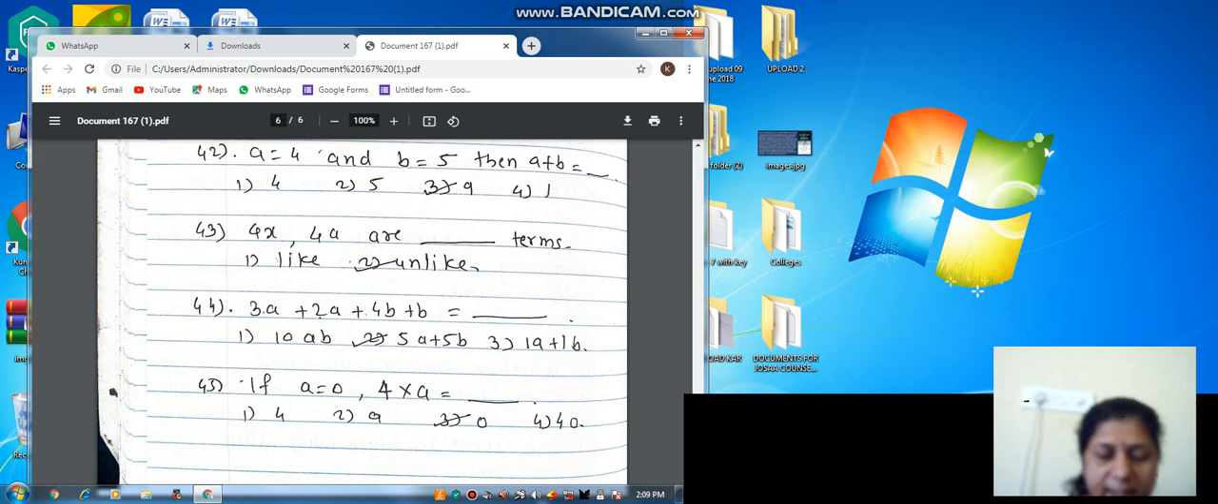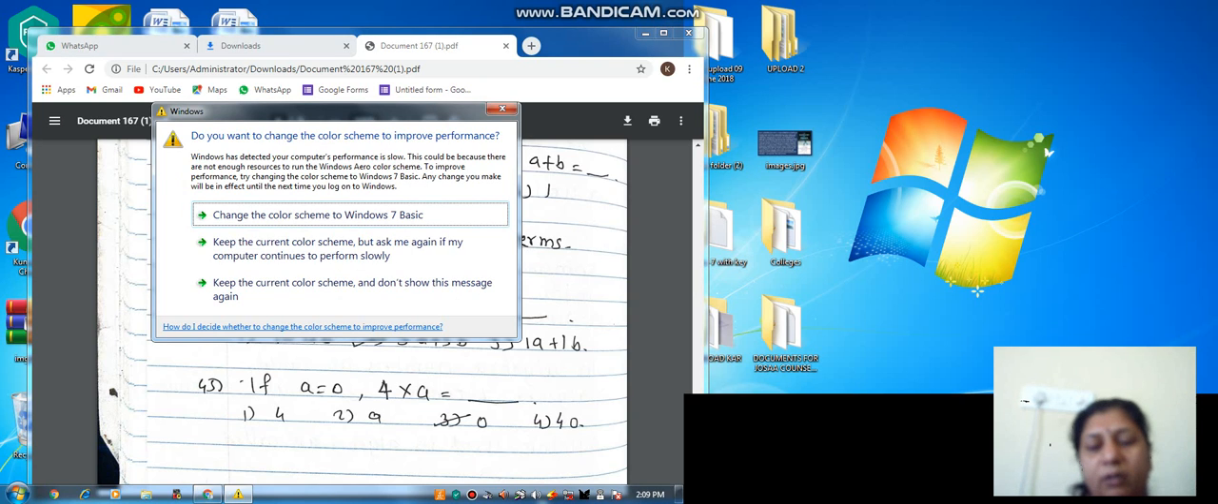Now in exercise 9.6 the given number is in decimal form and we have to convert it into percentage. Suppose we have taken here 0.48. First of all we have to write it as a fraction, that is 48 upon 100. Now convert it into percentage, and the denominator is already 100, that means the percentage is 48%.